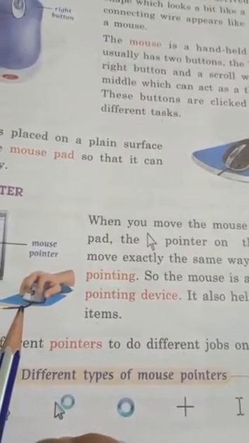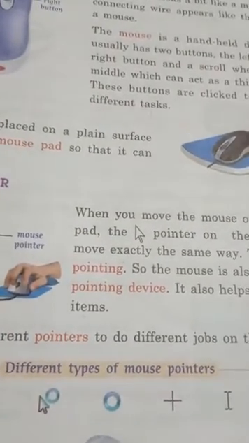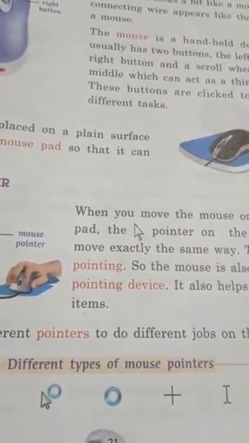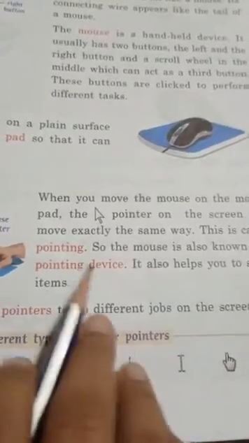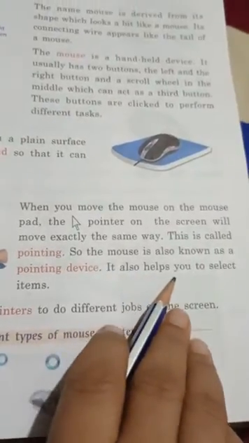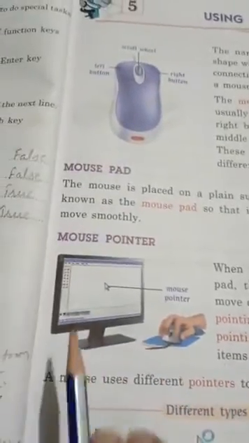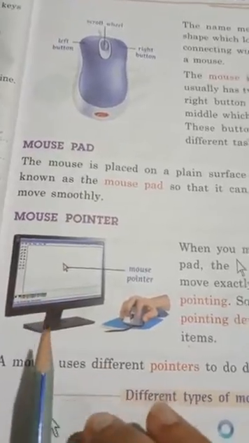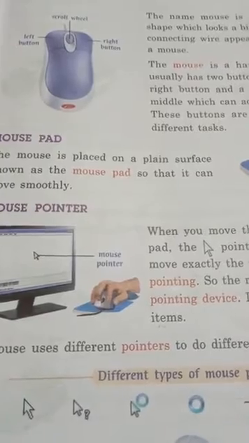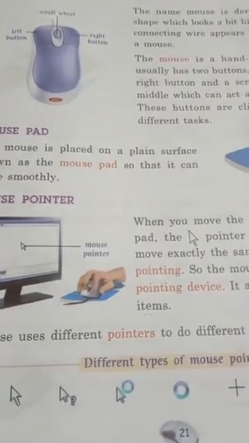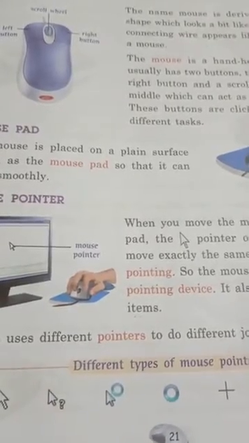Pointing. So that's why we call that pointing device. Okay. The other names of mouse are handheld device, pointing device. It also helps you to select items. If you want to select any item on the screen, for that selection also we use mouse. Okay. If you want to select anything on the screen, at that time also you will use mouse.